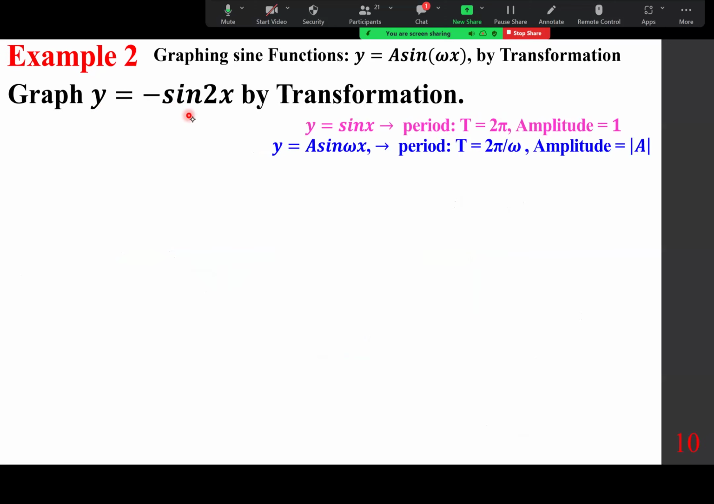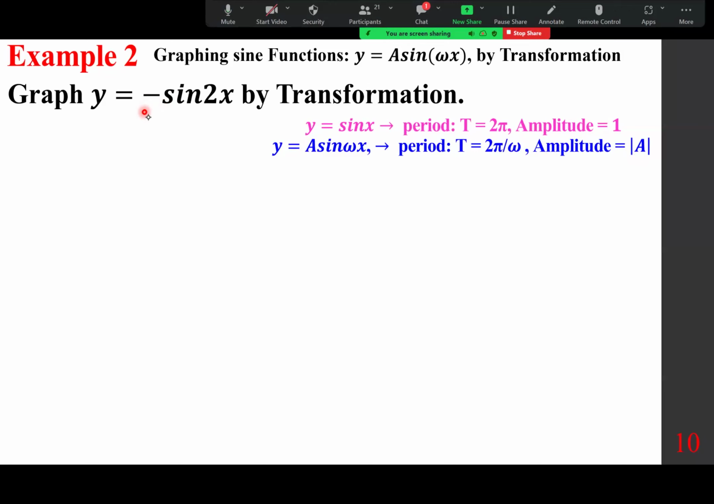Y equals negative sine 2x, reminding everybody of what we wrote in the previous page as far as a basic sine function. The period is 2 pi, amplitude is 1. But if it's not a basic sine function, for example, y equals a sine omega x, the period changes. You divide 2 pi by the coefficient of x, 2 pi over omega. The amplitude over here, the coefficient of sine x is 1, the amplitude is 1. Over here is a, so the amplitude is absolute value of a, even if it's negative. So in this case, for example, negative or positive makes no difference. The amplitude remains as 1.